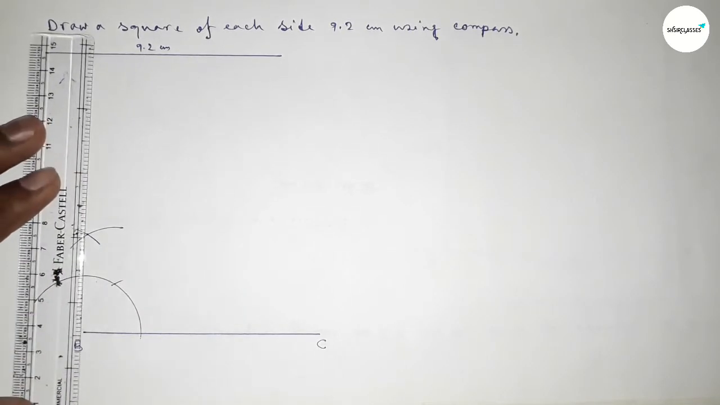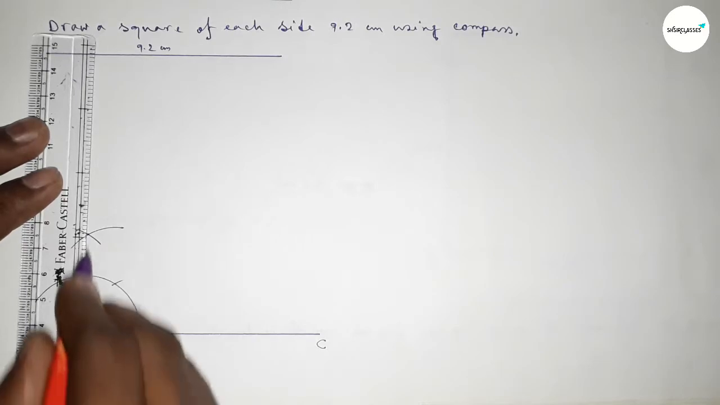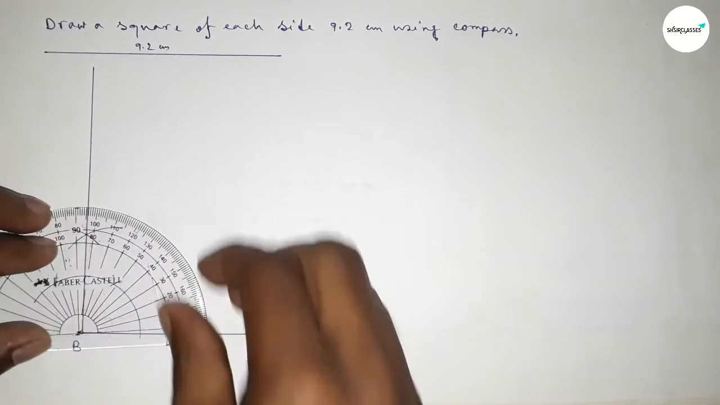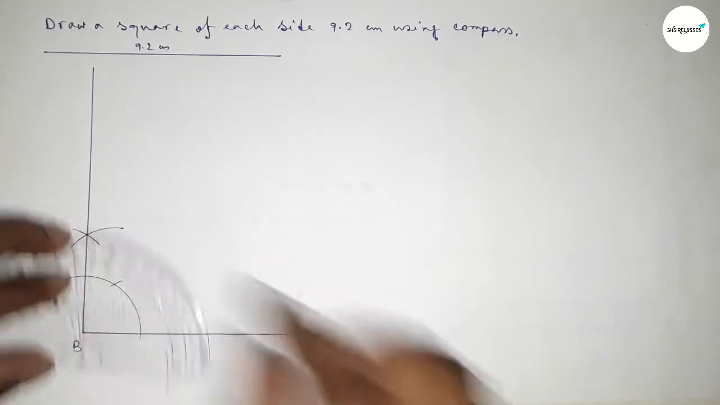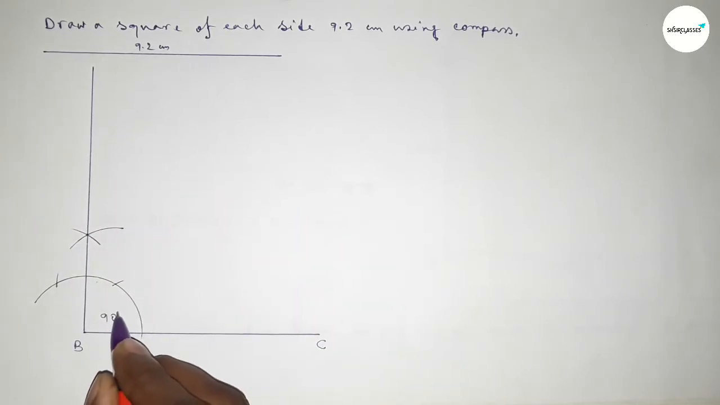Now first joining this line to get here the 90 degree angle. So now checking the angle, so this is a 90 degree angle perfectly. So this is 90 degree.